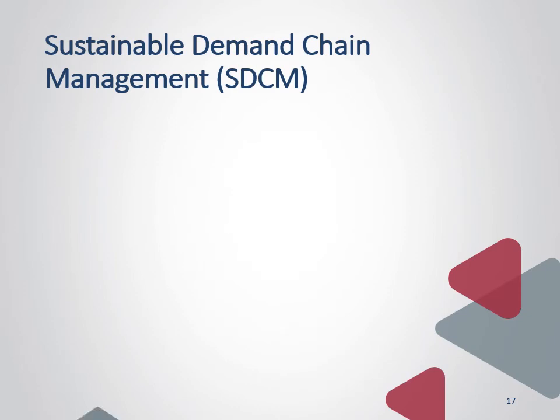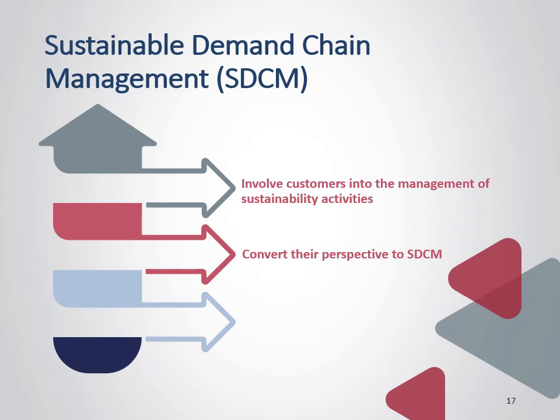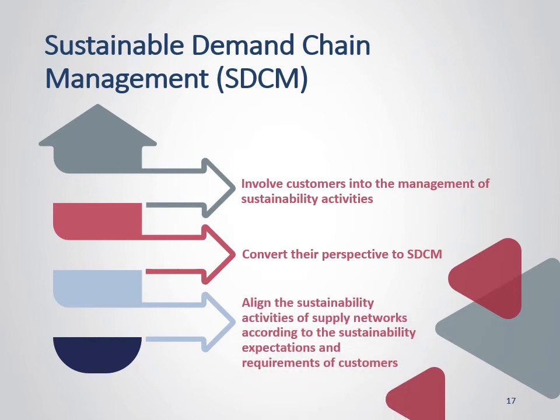Moving on, this article suggests that sustainable supply networks should involve their customers in the management of their sustainability activities. So that means a firm should involve its customers in all its activities related to sustainability. Furthermore, the perspective of the customers should also be converted to sustainable demand chain management. And firms should align the sustainability activities of their supply networks according to the sustainability expectations and requirements of their customers. Moller and Hallinan 1999 state that customers should be involved in initiating, developing, and designing sustainable market offerings which are delivered via supply networks.